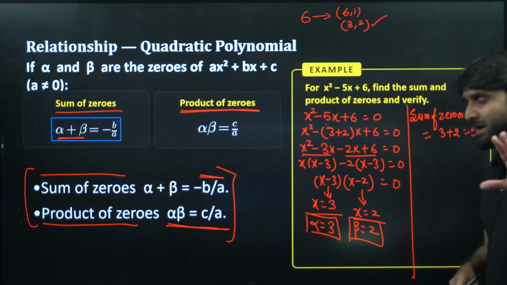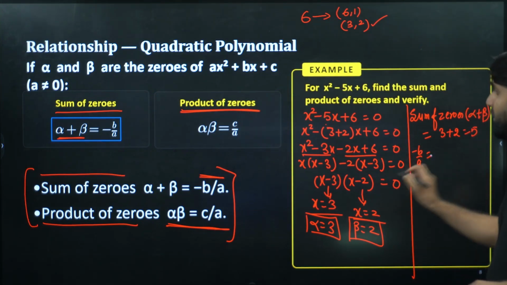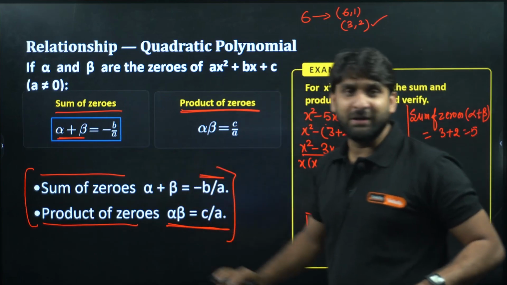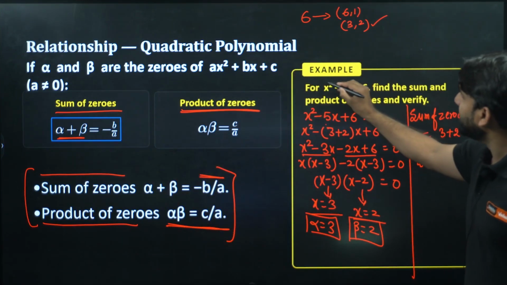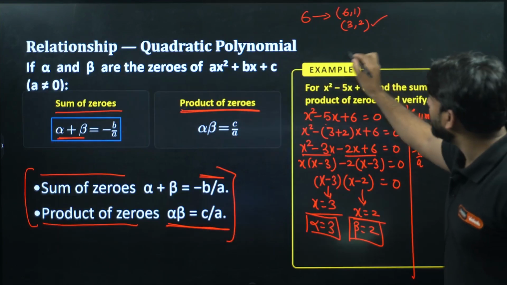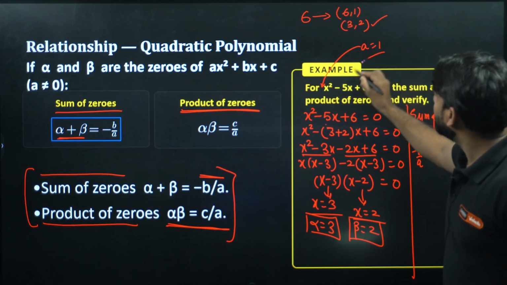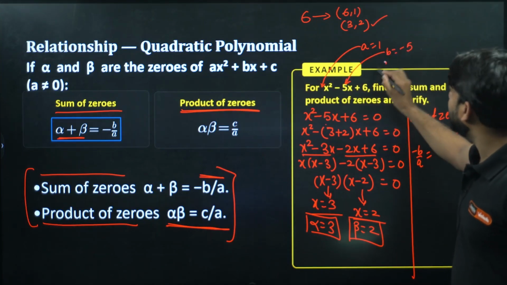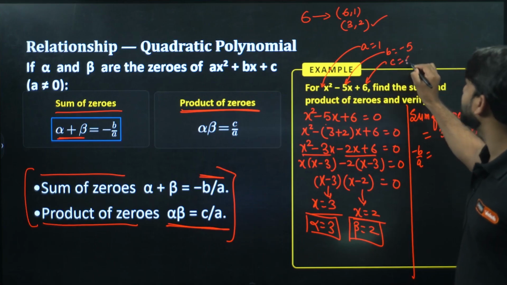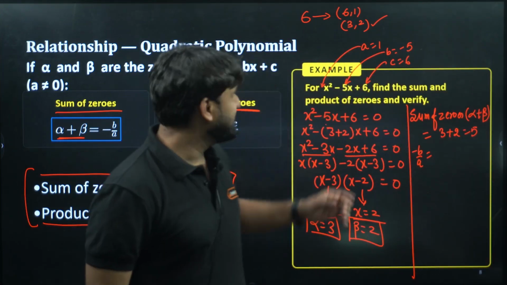Right, everyone? Now find out the value of minus b by a, because alpha plus beta is equal to minus b by a. Now where is b? In this equation, can you see? This is a, nothing is there, so 1 is there. This is b, so b is minus 5, and c is equal to 6. So we have a is equal to 1, b is equal to minus 5, and c is equal to 6.